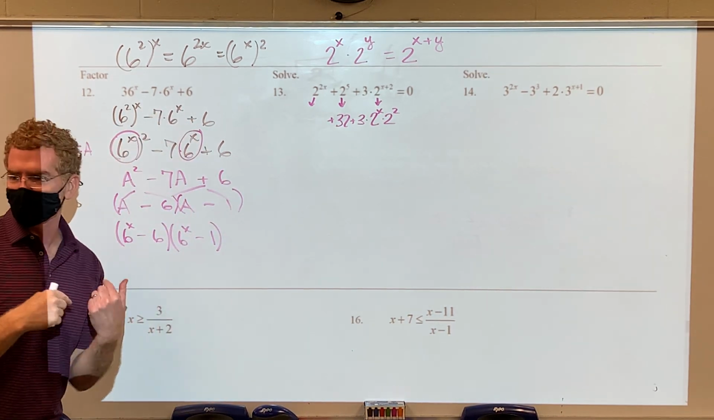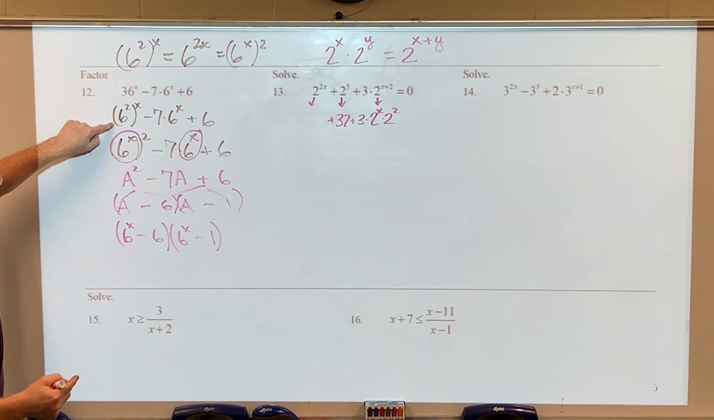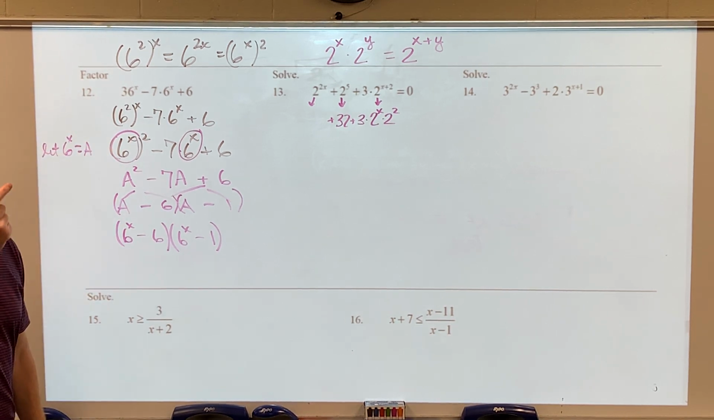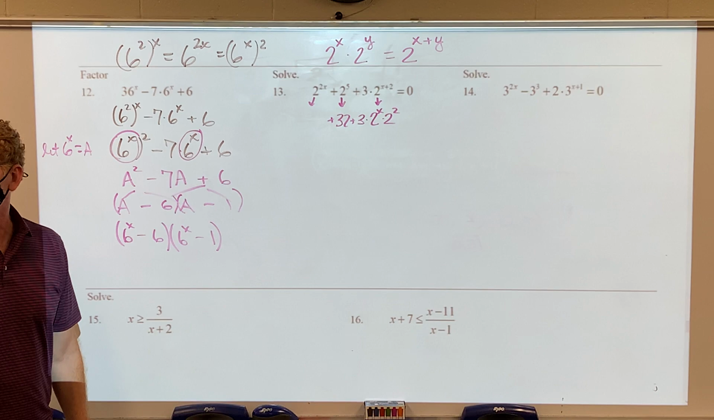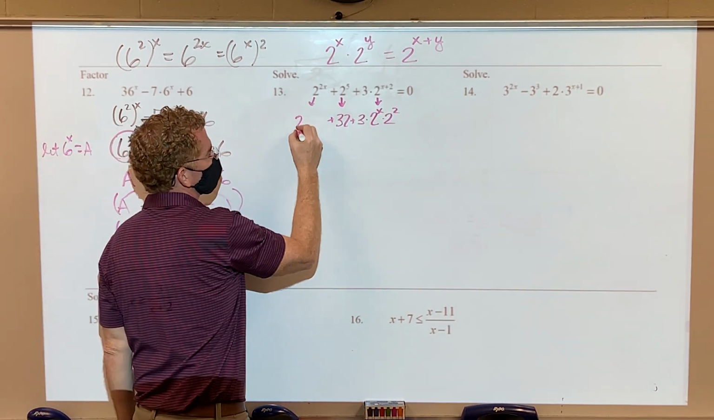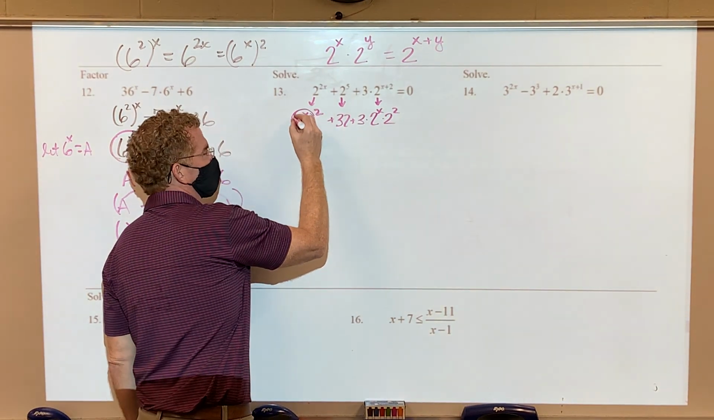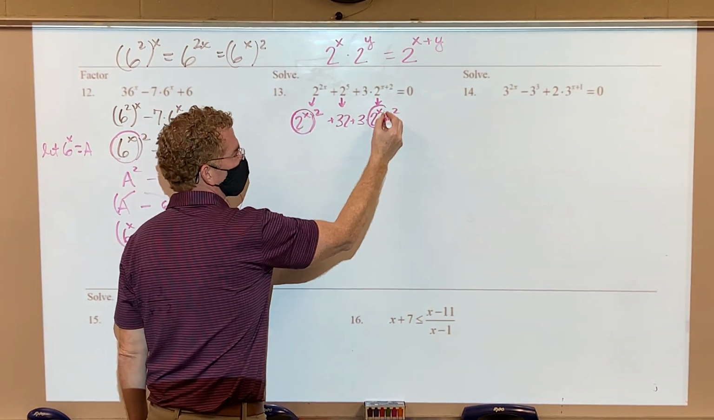How could I rewrite 2 to the 2x based on what I learned over here? 2 to the x times 2 to the x. 2 to the x squared. Are you with me? So that could be 2 to the x quantity squared. And at this point, could you make a substitution there and there?